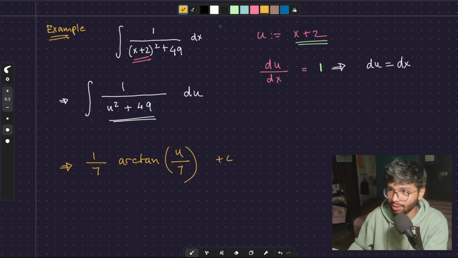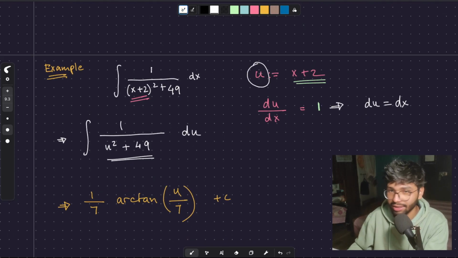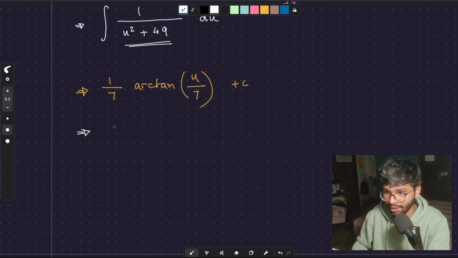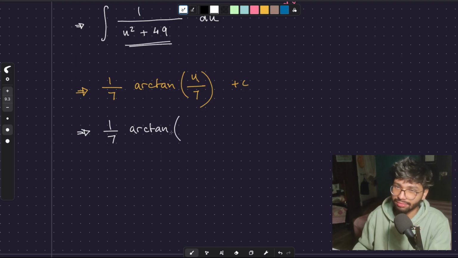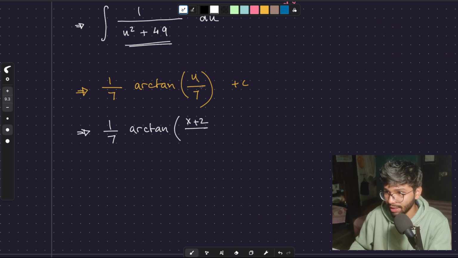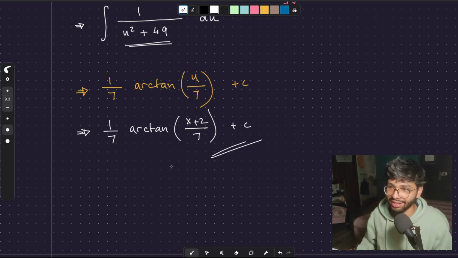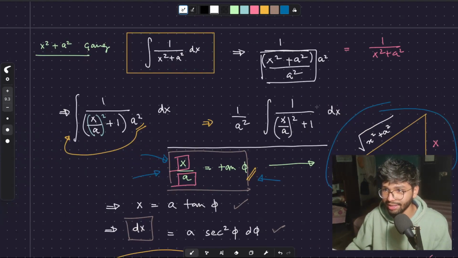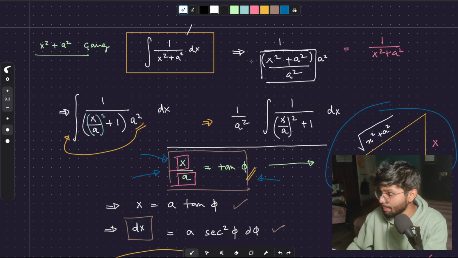But we're not done yet, because we took this arbitrary variable u, and we're going to express our answer back in terms of x. So 1 over 7, then we have arctan, or we can just as easily use inverse tangent, they're the same thing, of x plus 2, we replace u back to what it was, over 7, plus c, and that is our answer.